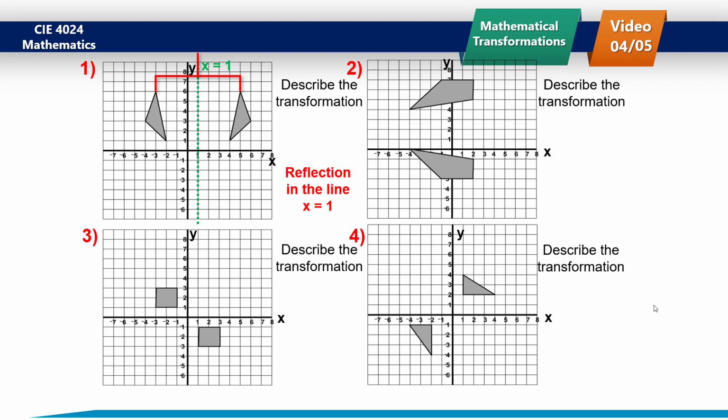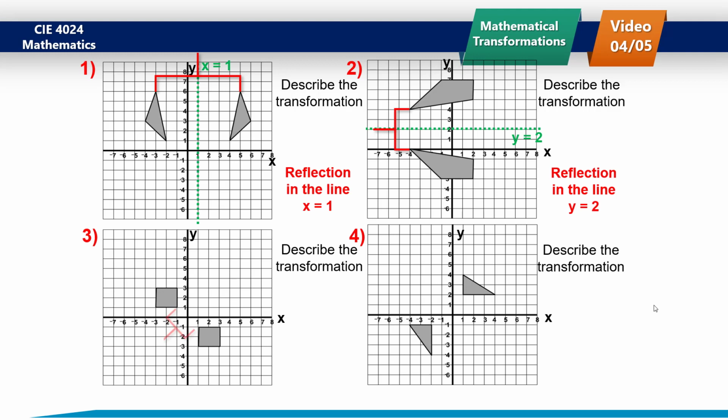Now take the example of question number 2. We will measure the perpendicular distance between two corresponding vertices. So it's 1, 2, 3 and 4 units. So we will say the mirror line will be right here in the middle of them, y equals 2. So we will say it's a reflection in the line y equals 2.